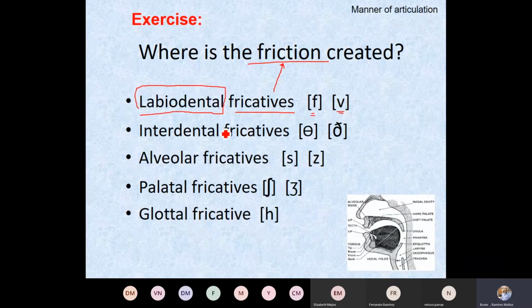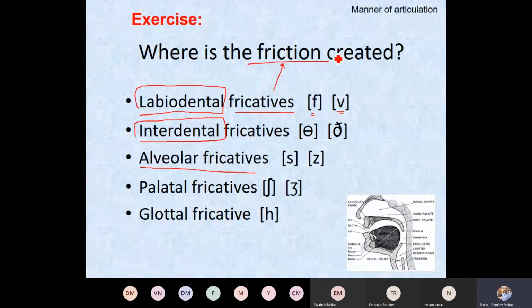Where is the friction created in an interdental fricative? Interdental is basically inserting the tip of the tongue in between the teeth. So the friction is created by the teeth and the tongue, right? In the case of an alveolar fricative, where is the friction created? You produce s and z. You raise the tongue to touch the alveolar ridge, right? So the friction is created by the tongue being pressed against the alveolar ridge.